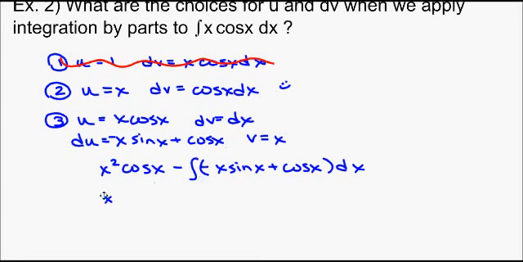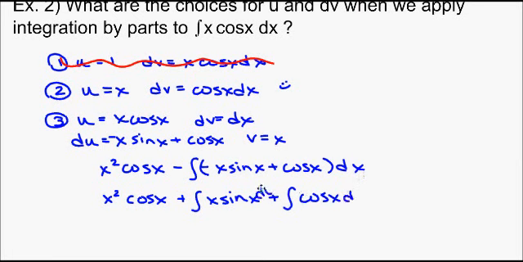And I can keep going here. That negative I can kick out and I get plus the integral of x sine x plus the integral of cosine x. And really, I still have this here. I haven't really gone anywhere. I'm going to keep going in circles.